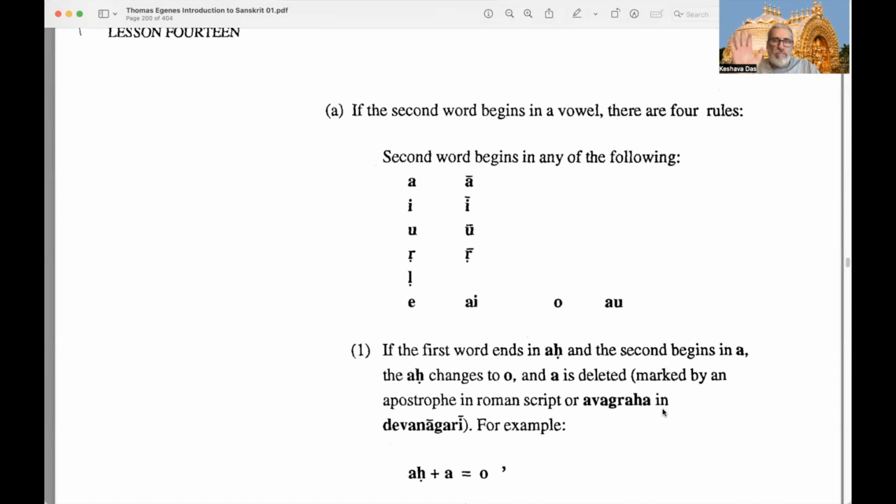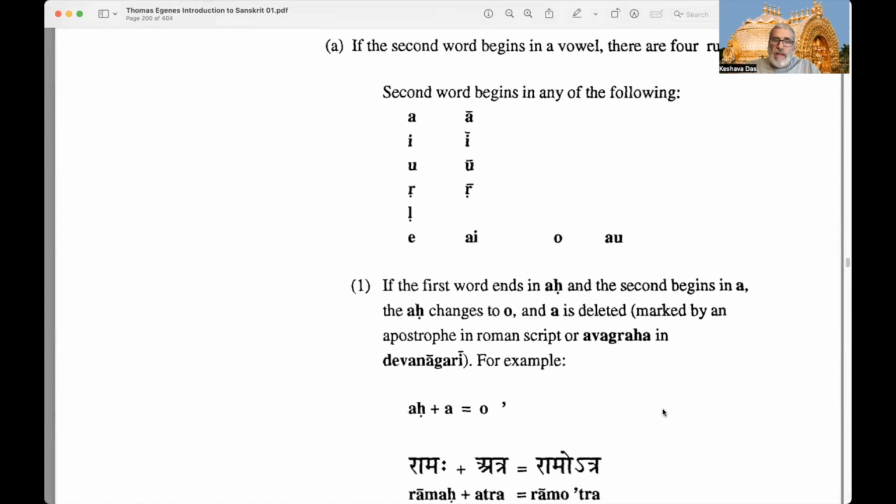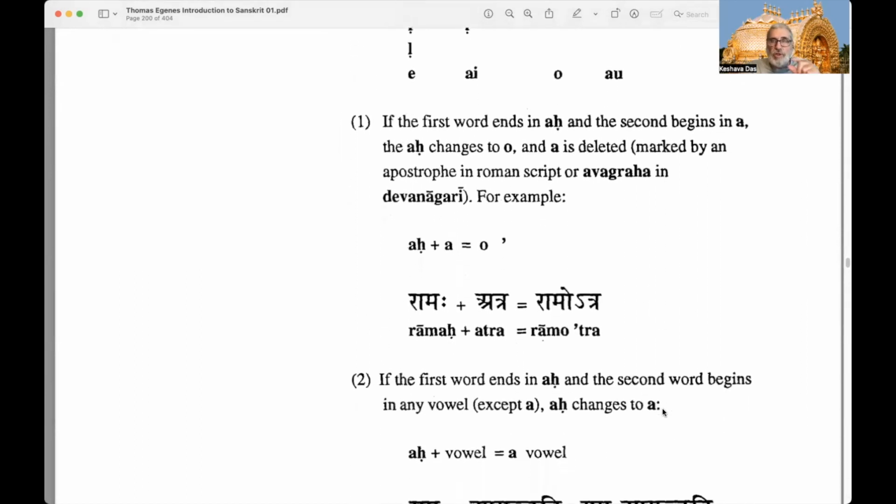That's all the vowels that we know, right? So if the first word ends in short a Visarga, and the second word begins with short a, then the short a Visarga changes to o, and then the short a is deleted and marked by an apostrophe in Roman script, or an avagraha. We can think of avagraha as the Devanagari apostrophe, the avagraha symbol in Devanagari.